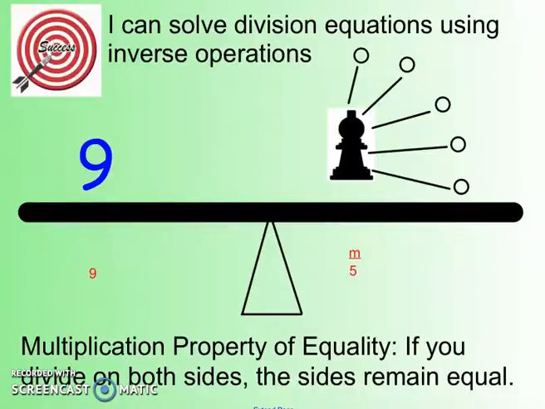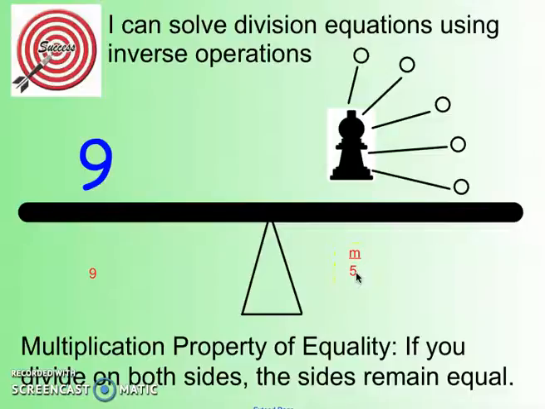Our next target is I can solve division equations using inverse operations. Here I have a balancing scale, and on one side I have 9. On the other side I have a pawn, and it represents a number that's separated into 5 equal parts, and each one of those parts is equal to 9. Here's what it would look like in an algebraic equation. I'd have 9 equal to some number divided by 5.